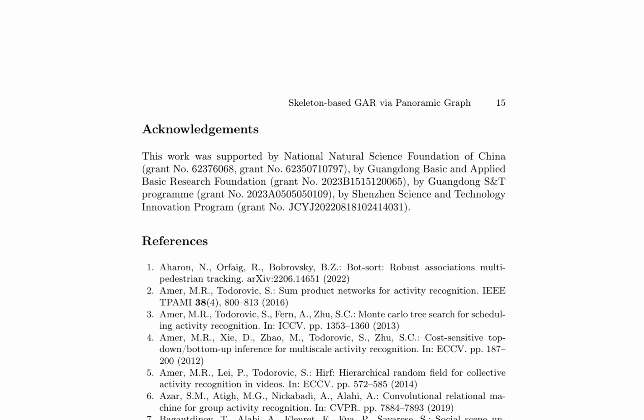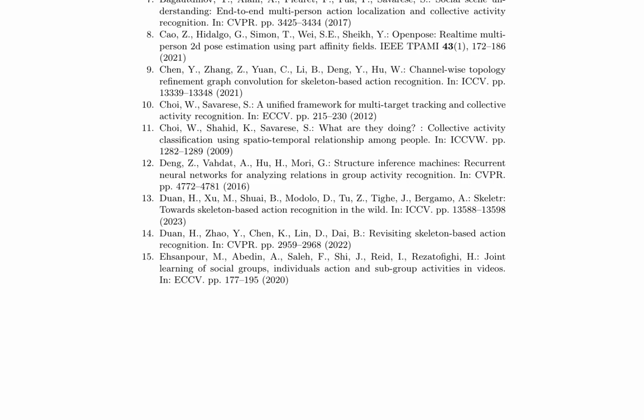It cites various studies on activity recognition, including works on bot sort, sum product networks, Monte Carlo tree search, and hierarchical random field for collective activity recognition. The authors also reference research on convolutional relational machine for group activity recognition, open pose for real-time multi-person 2D pose estimation, and structure inference machines using recurrent neural networks for analyzing relations in group activity recognition. The paper provides a comprehensive overview of the current state-of-the-art in group activity recognition, emphasizing the importance of considering relationships between individuals within a group to accurately understand collective activities.